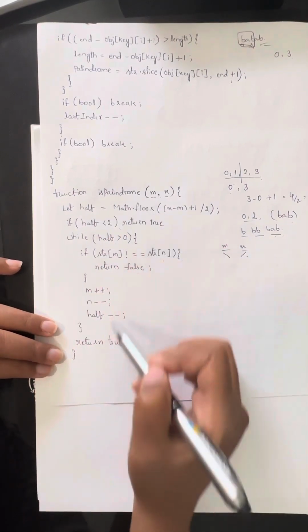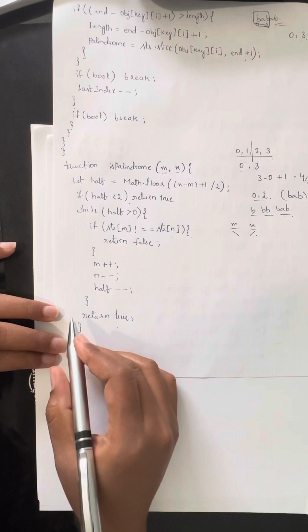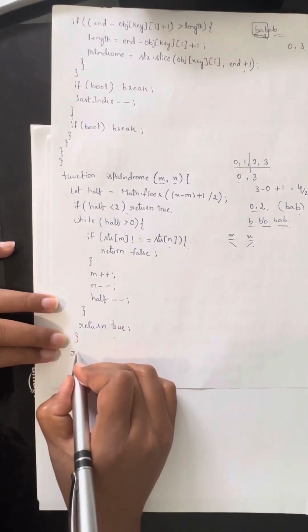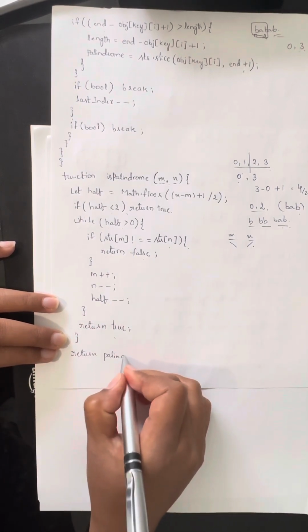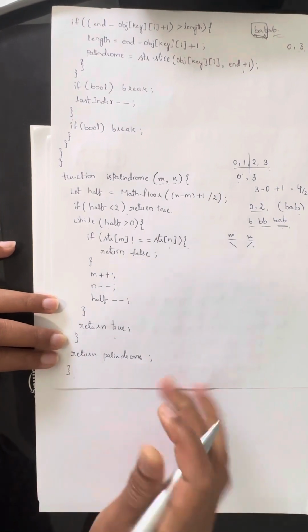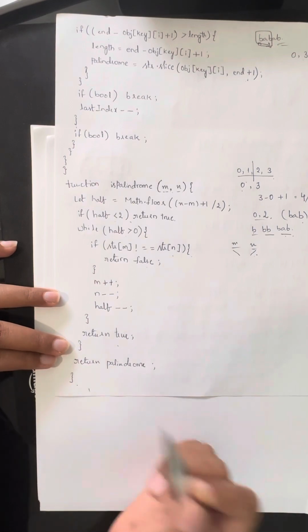So this is the function for palindrome. And now after doing all the iterations, finally we need to return the string in the variable palindrome. So I am returning palindrome. So this is the code to find the longest palindrome.